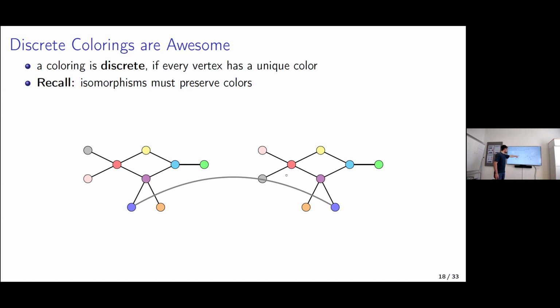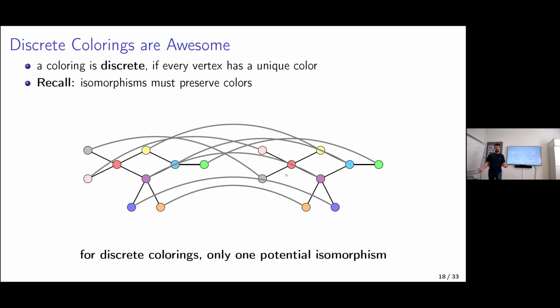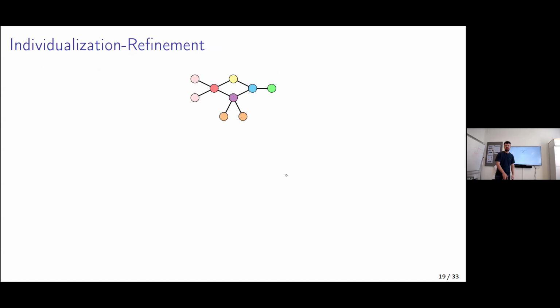And the light blue vertex, it must go to the light blue vertex here. And actually, you know how all of the vertices are mapped. There's only one potential isomorphism left if you have a discrete coloring, so if every vertex has its own color. So actually, once colorings are discrete, isomorphism testing is super easy. But it might not be discrete. So what do? We just force it to become discrete using backtracking.